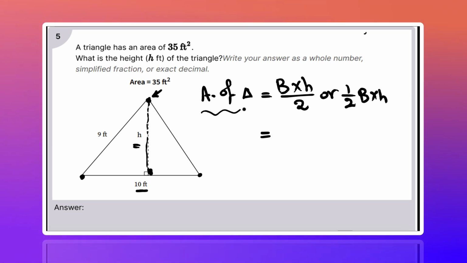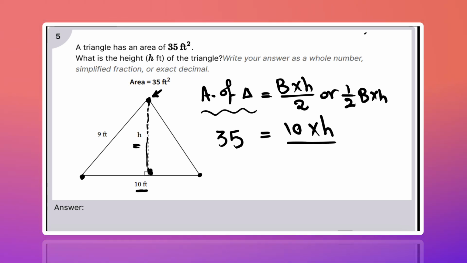The area of a triangle equals how much? The problem says the area equals 35, so I'm going to write 35. And we have base multiplied by height. The base here equals 10, so I'm going to write 10 multiplied by height. I will write h because that's what I need to find, all over 2.